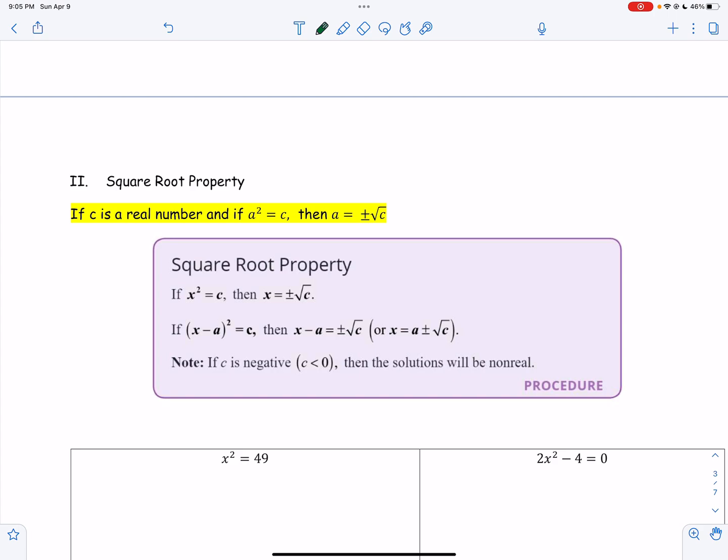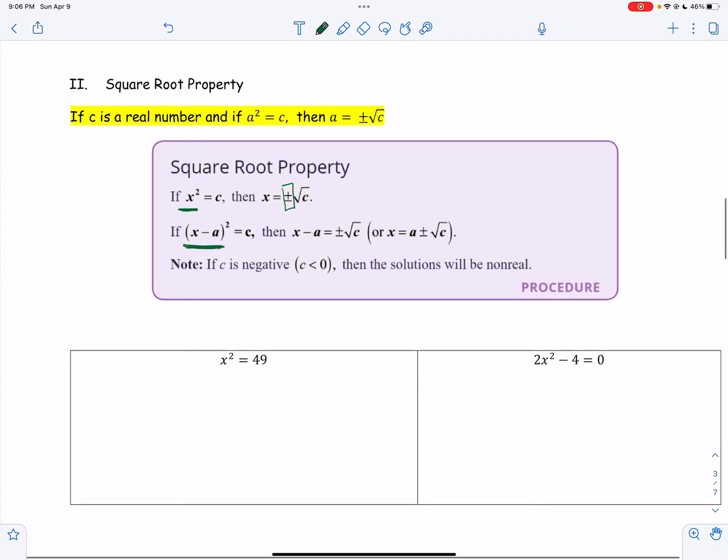The square root property says if I have x squared equal to c, then I will have both the positive and the negative values of the square root of c. So both positive and negative values. The goal is to have your squared term on one side, whether it be a single variable or a group in parentheses being squared, equal to c. And then we can take the square root of both sides.